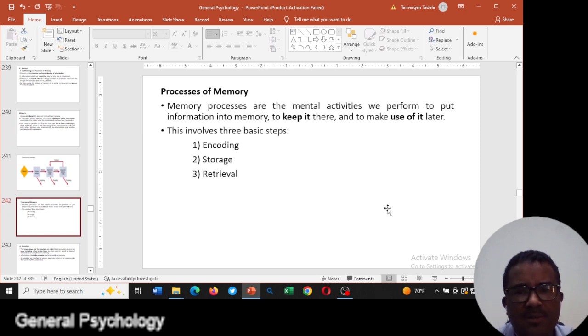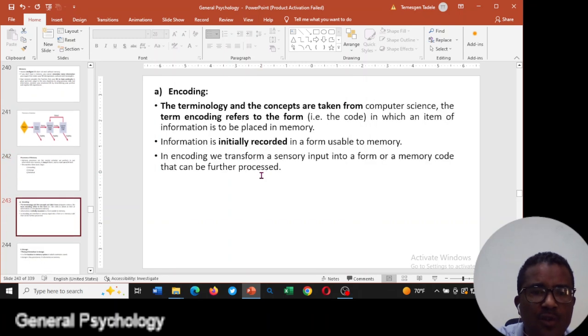Memory processes are the mental activities, as I said before, we perform to put information into memory, to keep that information, and to use that information. Overall, memory has three basic steps: encoding, storage, and retrieval. Retrieval means using information for another time. Let us see them one by one.